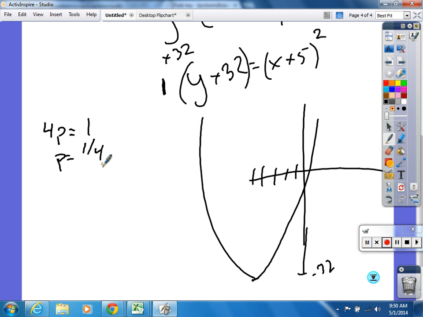And notice the p-value is the distance to the focus and the directrix. So I know 4p equals 1, so p is 1/4. Therefore I'm going to come in from my vertex, which is (negative 5, negative 32), and I'm going to come up a fourth. What's a fourth from negative 5? Negative 4 3/4, which is technically negative 19 fourths, comma.